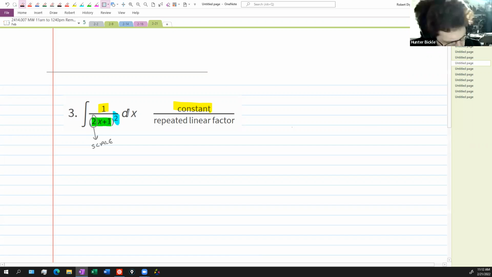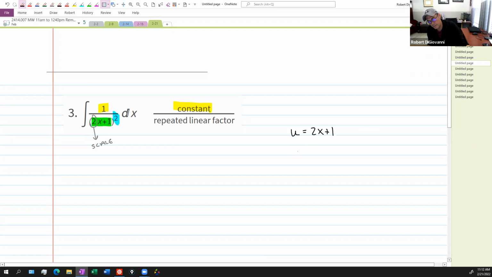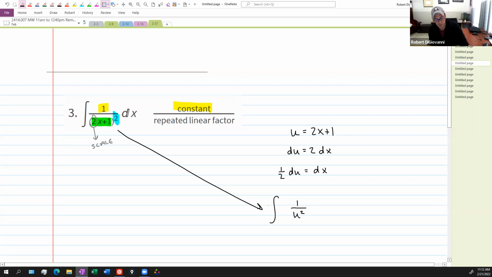Let's work it out. So if you think about it, if u was the 2x plus 1, right? Then du would be 2 dx, right? And then you'd have to scale that. So you'd have 1/2 du equals dx. So let's rewrite the integral. It'd be the integral of 1 over u squared. And then we have 1/2 du. So I'll pull the 1/2 out. Any questions on that?